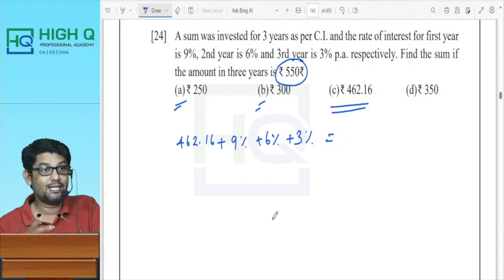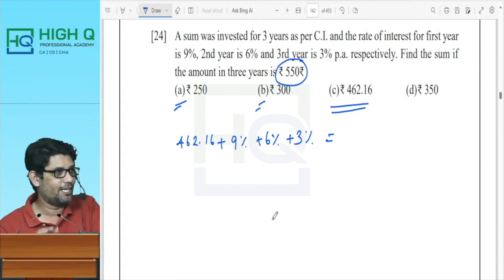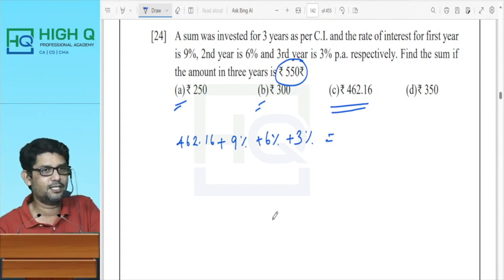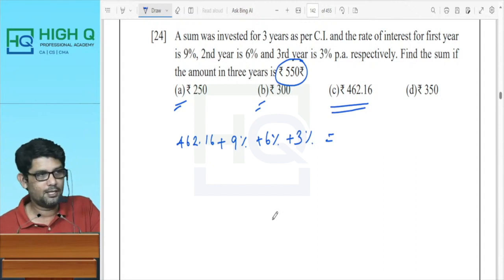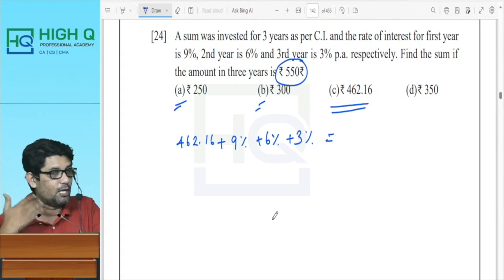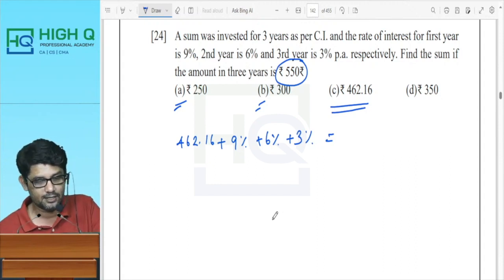Because this is not the regular lecture, right? This is not a regular lecture. This is a revision lecture, and I'm trying my level best to give a very simple method. But when you keep on using the calculator, only then will you understand.